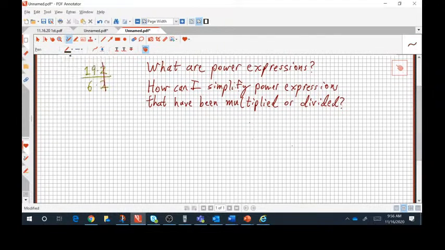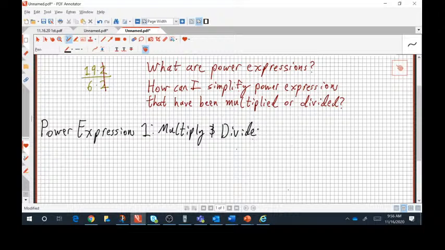Today's topic is Power Expressions 1. Multiply and divide. Okay. Let's get our voices off, guys. Let's make sure we're talking about that.